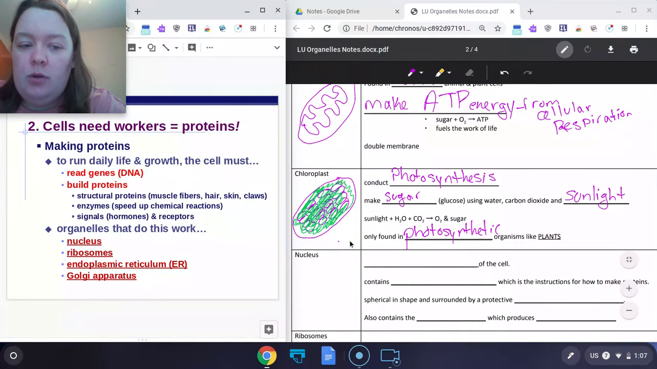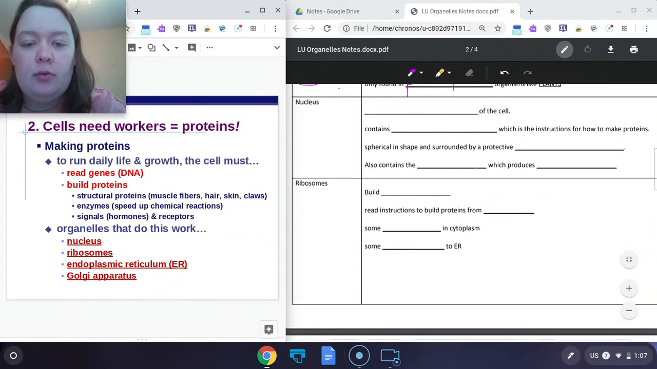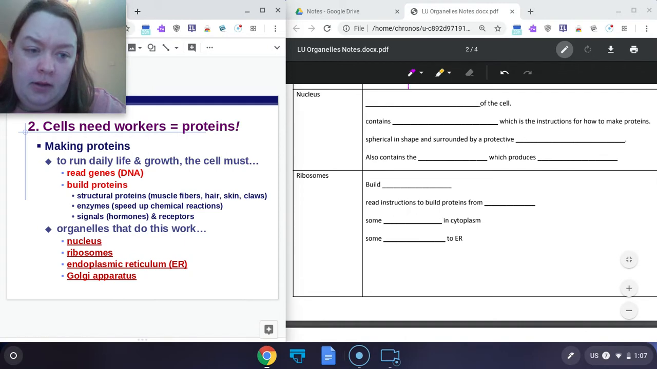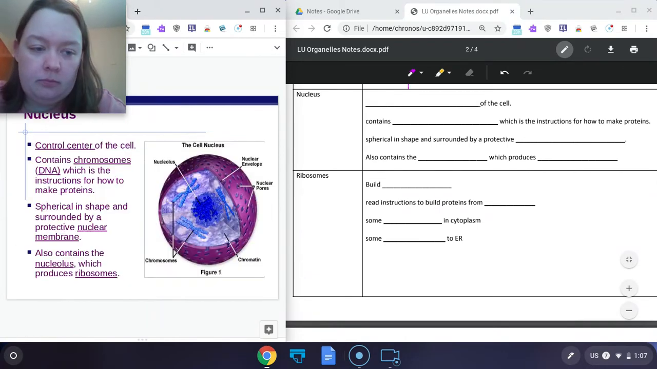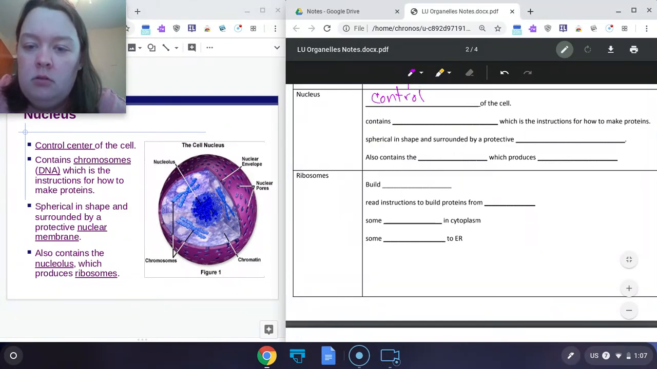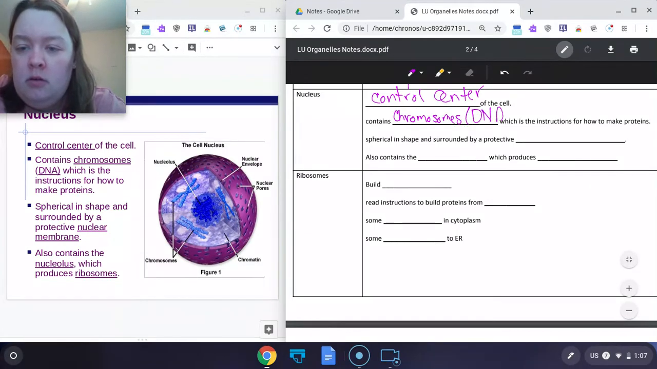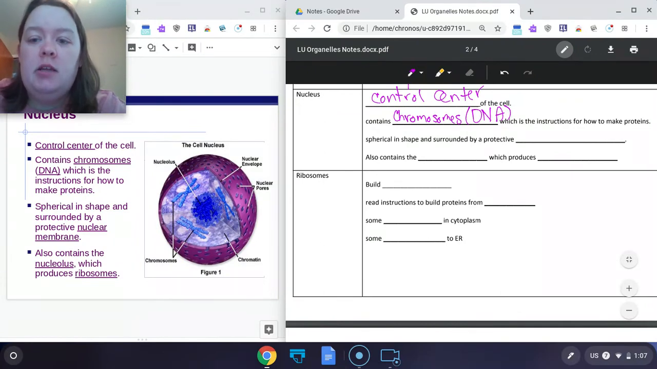Okay, so the next organelle we are going to talk about, starting our protein making section, is the nucleus. The nucleus is the control center of the cell. And it contains chromosomes or DNA, which is the instruction for how to make a protein. So DNA contains genes packaged in chromosomes. That is the genetic information that provides the code for how to make a protein.